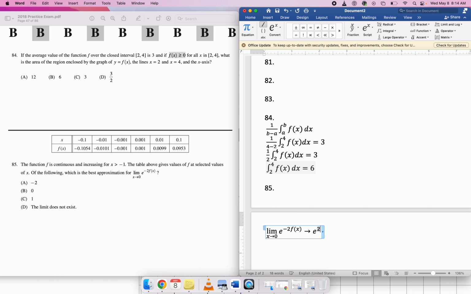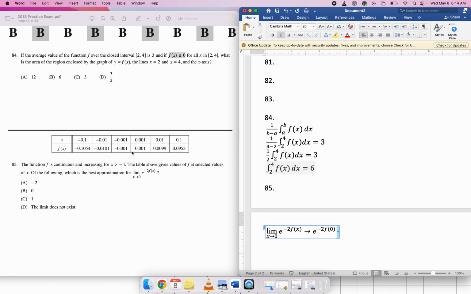If you could, you'd plug in 0 and you'd get this, and you'd look at the table and see what f of 0 is, and that's the value of the limit. But you don't know what f of 0 is, so we need to use the table.